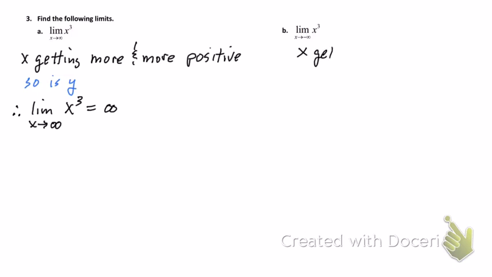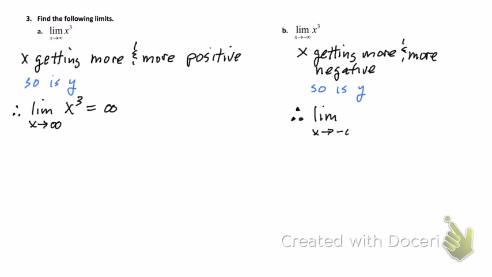So x is going to positive infinity, so is y. Contrast that with the limit of x cubed as x is going the other direction. It's getting more and more negative. So we're talking about cubes here. Pick a negative number and cube it. That's going to be a negative number. So as x is headed toward negative infinity, so is y. So what would this limit be? Negative infinity.